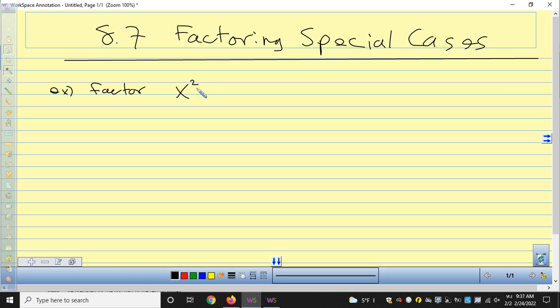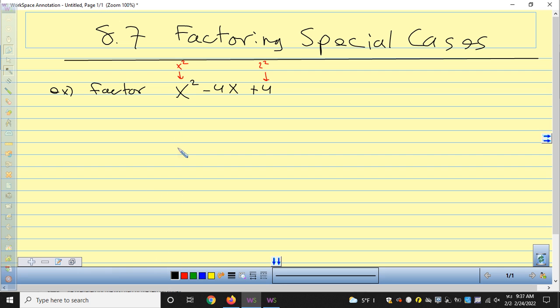All right. X squared minus 4x plus 4. So before we start factoring, I just want to point out something about this polynomial. This first term is a perfect square. That means it's something squared. And this last term is also a perfect square, because 4 is 2 squared. I'm pointing that out because that's part of what makes this a special case. Well, let's go through our process of factoring this.